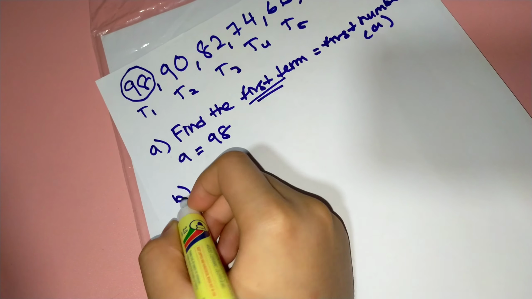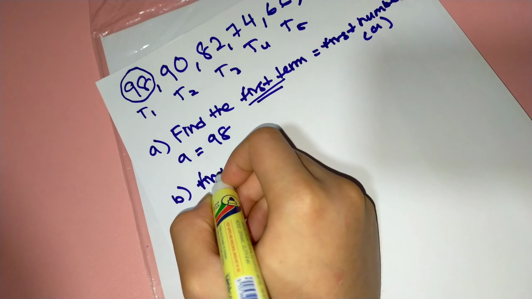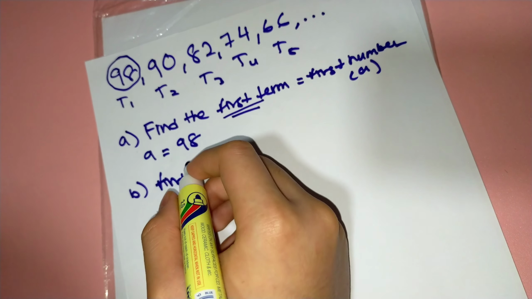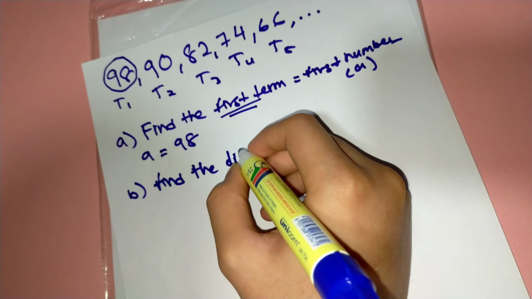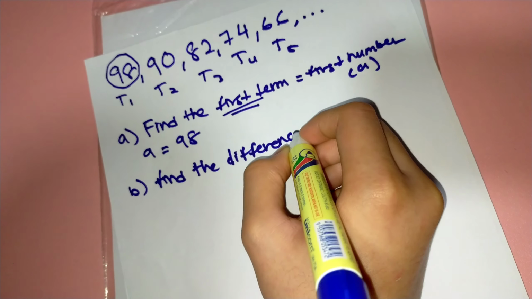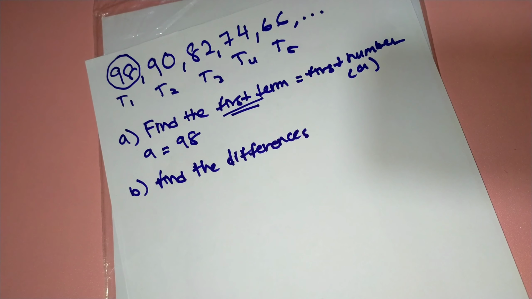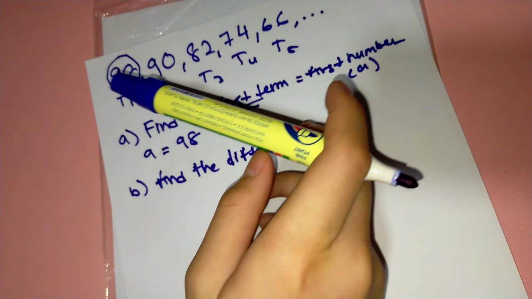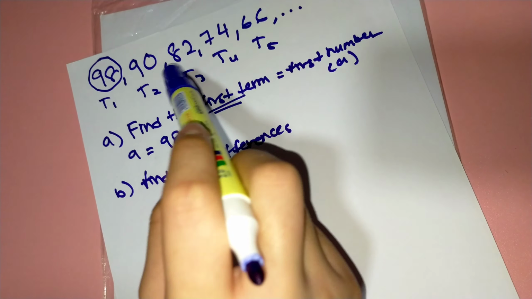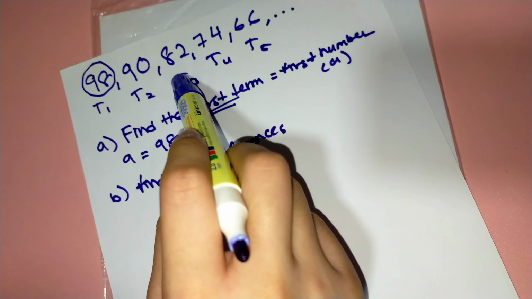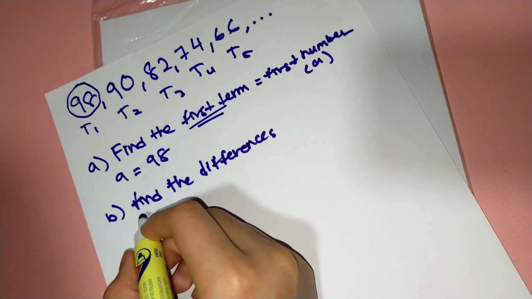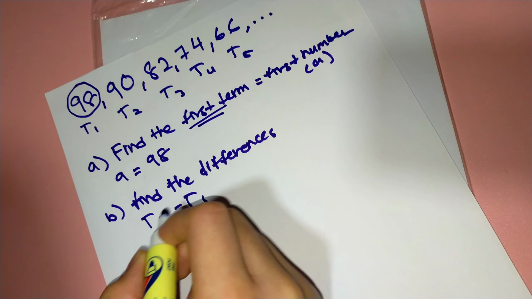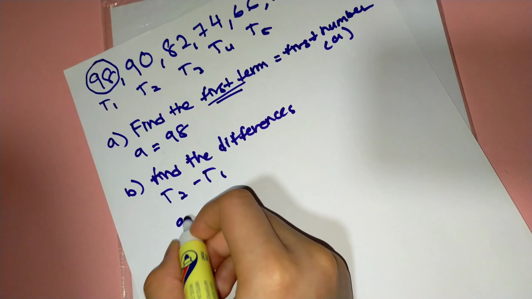So if the question tells us to find the differences, we can find it like B1 minus B2, B2 minus B1, B3 minus B2, B4 minus B3, or B5 minus B4. But I will do it B2 minus B1. And then we get the result.